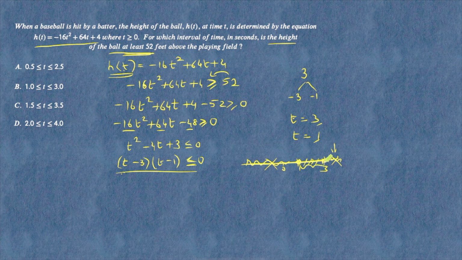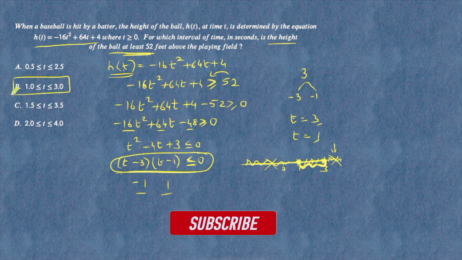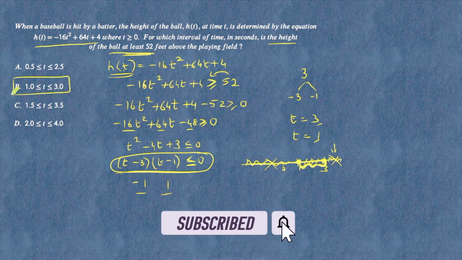Between 1 and 3, I pick a number 2. And I substitute 2 here. 2 minus 3 will give minus 1. And 2 minus 1 will give 1. When you multiply these two, it's definitely less than 0. So the boundary between 1 and 3 is where the inequality is satisfied. So now if you see, t is between 1 and 3. Now find out which choice gives you that inequality. Choice B, 1 less than or equal to t less than or equal to 3 gives that inequality. So B is the correct answer, and that's how we solve this problem.